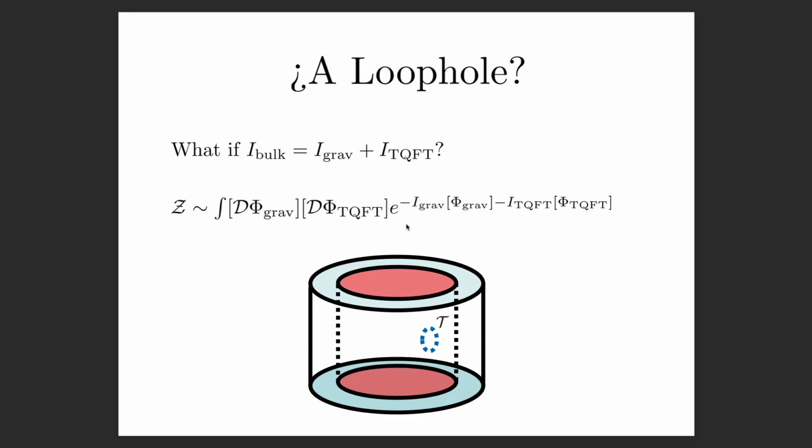I'm going to argue that this can't happen. So in other words, we're going to repair the loophole. And the operator I'm going to refer to from the TQFT is going to be called script T, for topological. And I made it dashed here to indicate that it looks like it's topological even in the bulk.